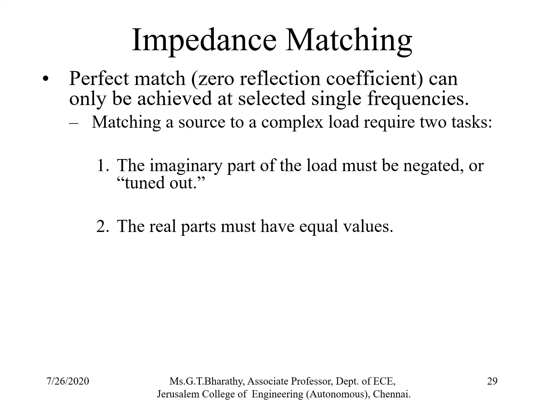So for a perfect match, what is a perfect match? When the reflection coefficient is 0, we call the matching a perfect match. A perfect match can be achieved at a selected single frequency by performing the following two tasks. First task is the imaginary part of the load must be negated or tuned out. The second one is the real parts must be equal.